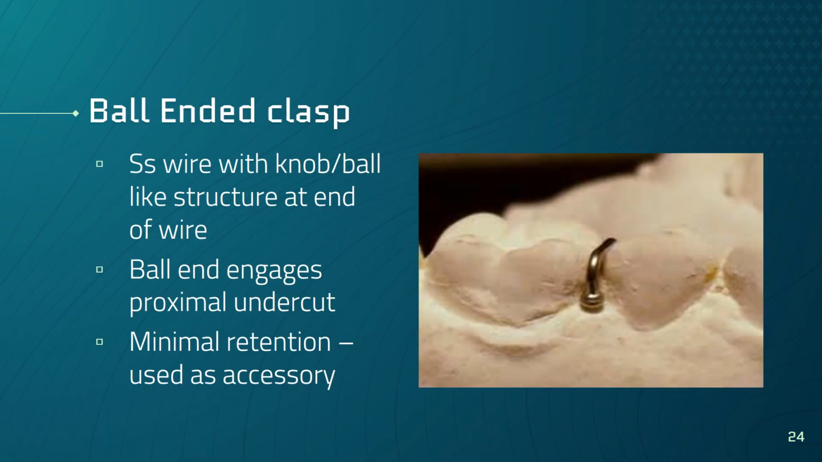Now the ball-ended clasp. Now this is made from stainless steel wire which carries a knob or a ball-like structure at one end of the wire. The ball end engages a proximal undercut. Now again retention is minimal, partly because only one proximal undercut is utilized, and thus it's used as an accessory clasp.